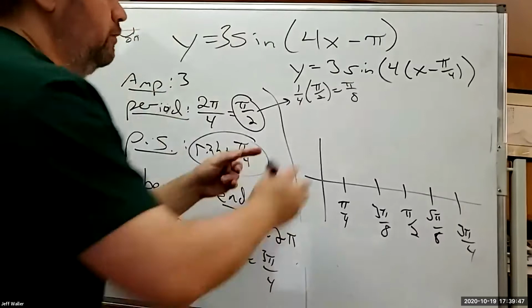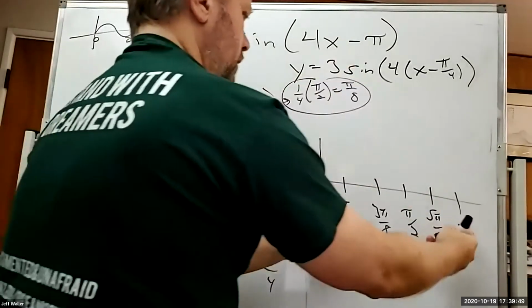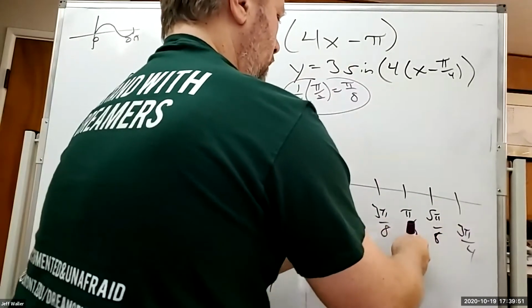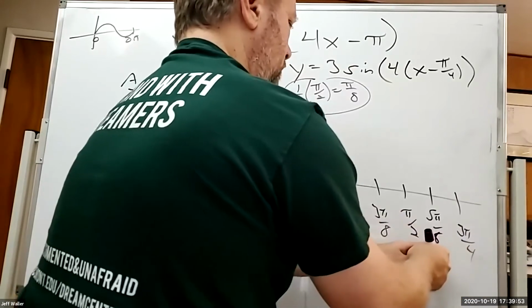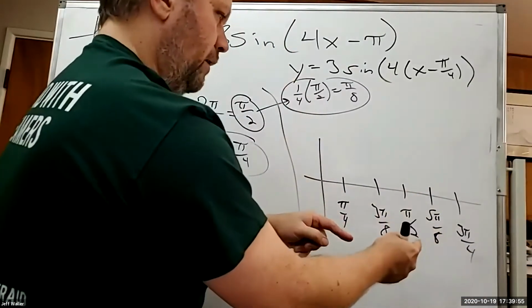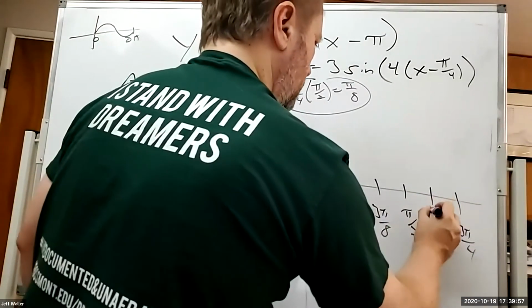Now, you don't have to do this. You could just average these two, and then average these two, and then average these two, and it will do the same thing.